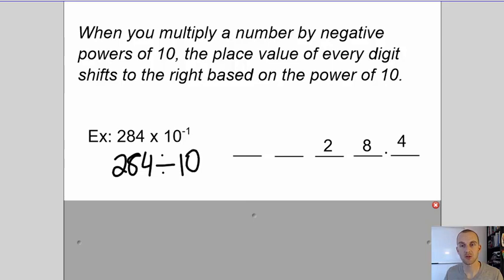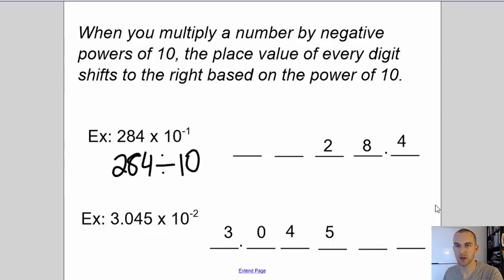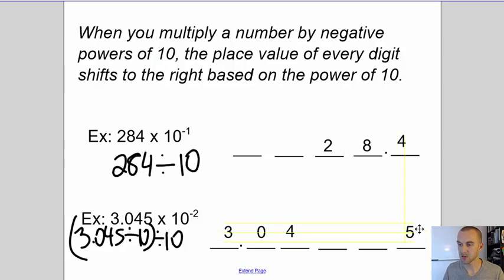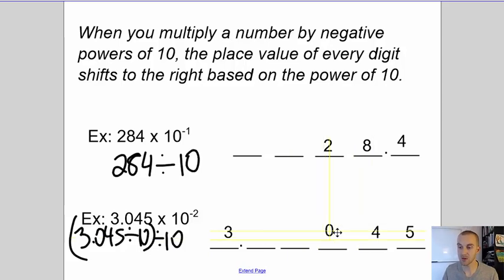So what if we have decimals in our number as well? Doesn't matter. We can still work with it. Say that we have 3 and 45 thousandths times 10 to the negative 2. That would mean 3 and 45 thousandths divided by 10, divided by 10 again. So we're dividing by 10 two times, so we're going to shift our place value for each digit two place values to the right. So my 5 in the thousandths will go to the hundred thousandths. My 4 in the hundredths will go to the ten thousandths. My 0 in the tenths will go to the thousandths. And my 3 in the ones goes to the hundredths. And what I do there is I then will put a 0 in my tenths and a 0 in my ones place to help recognize what number I have, which is 3,045 hundred thousandths now.